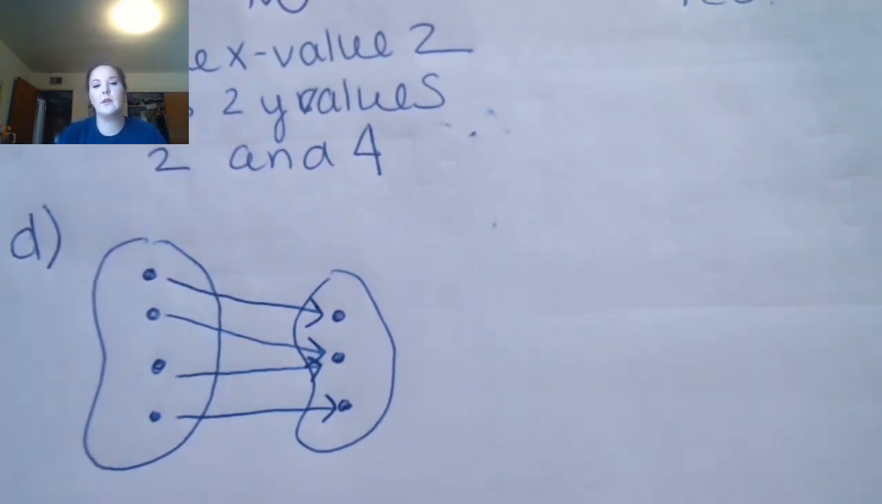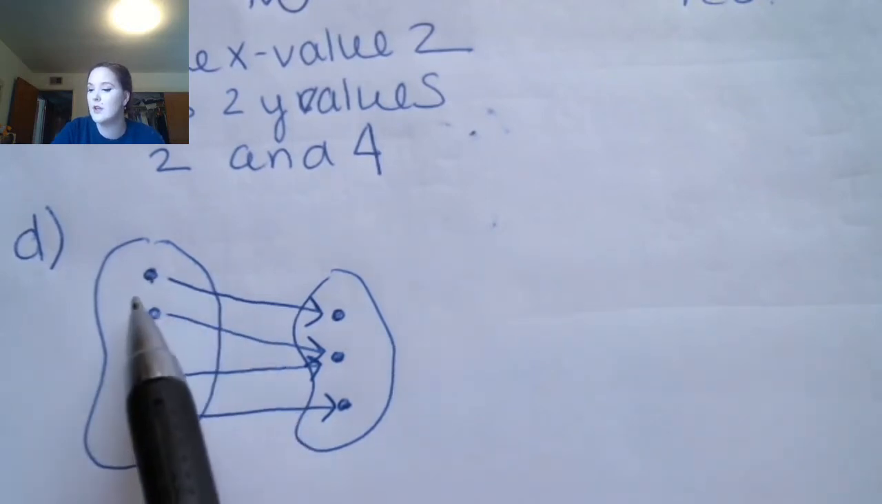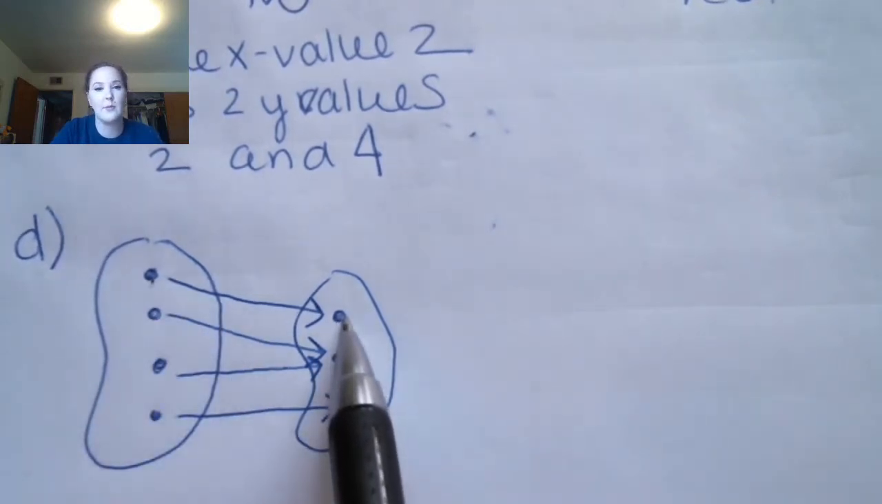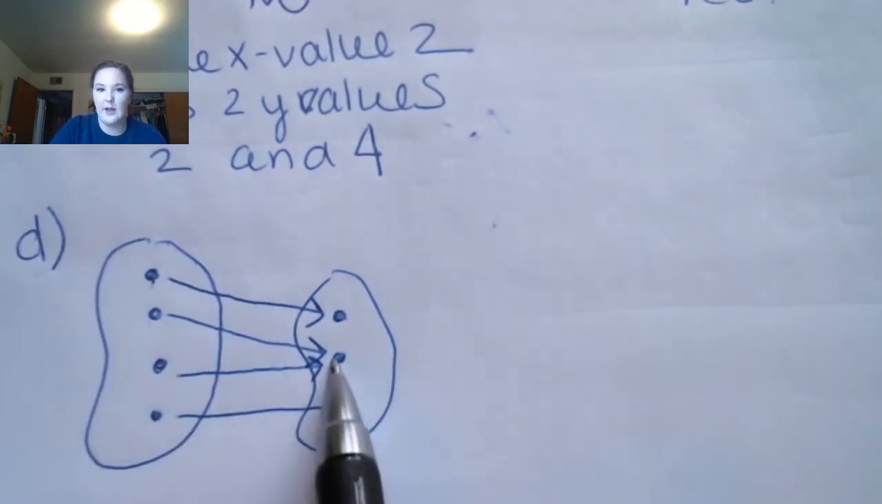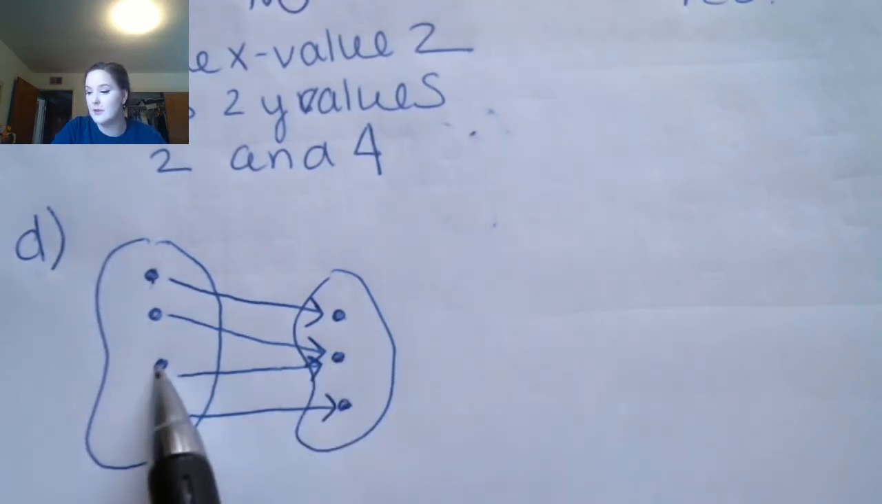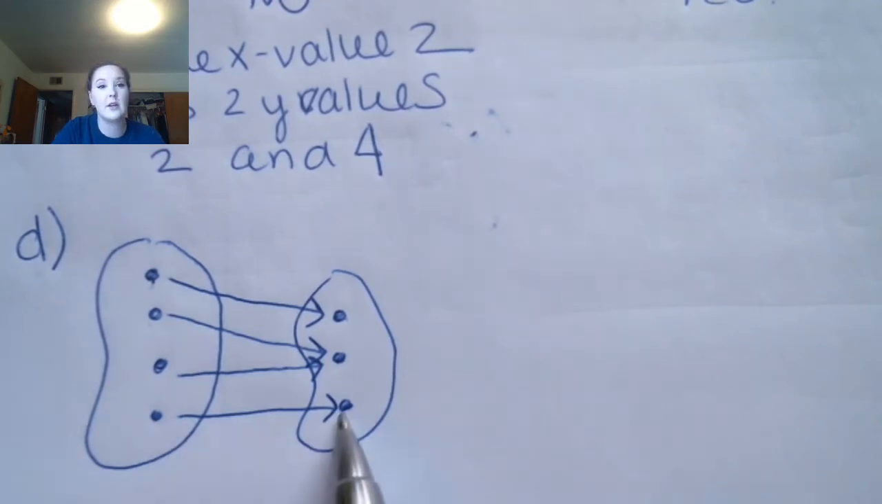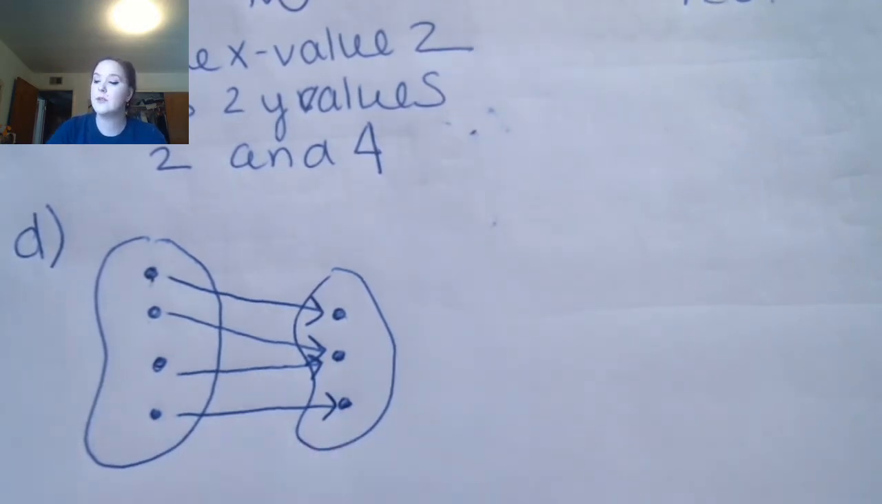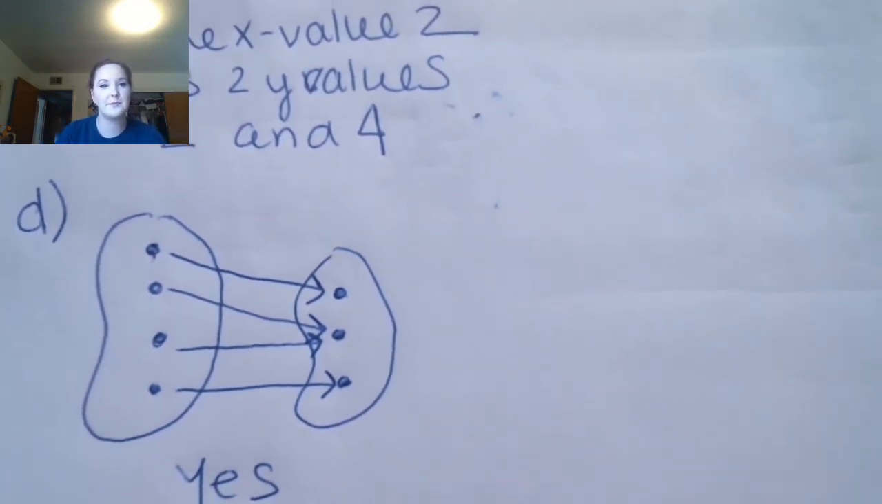So we want to know, is this a function? We're going to look at each input dot. We're going to check that it has an output, and we're going to check that it only goes to one output, right? That it doesn't go to many outputs. So this input does have an output, and there's no more than one. This input does have an output, just one. This input has an output here, just one. This input has an output here, just one. So we would say, yes, this is a function. This is a perfect example of a function.